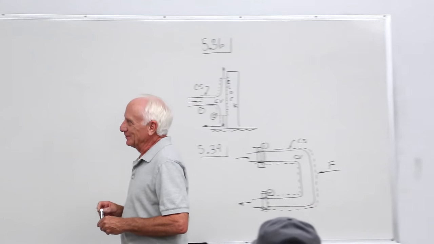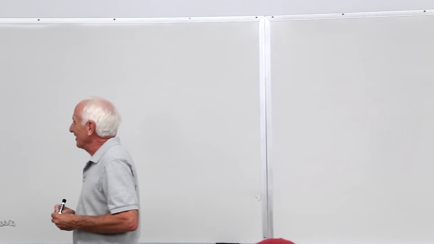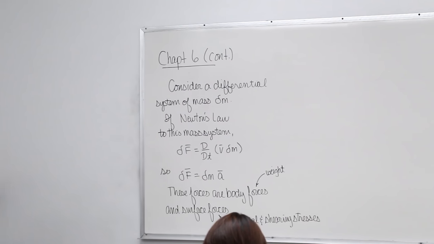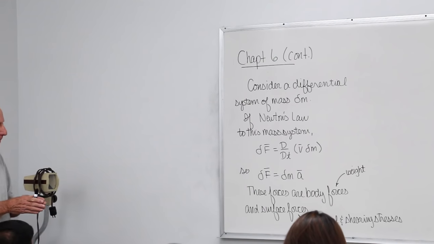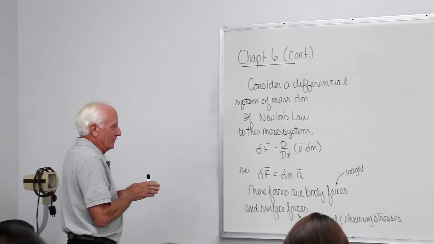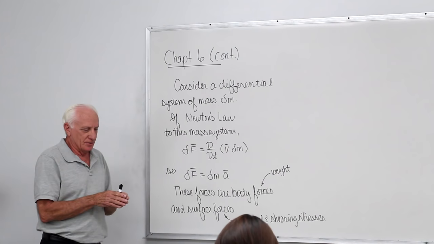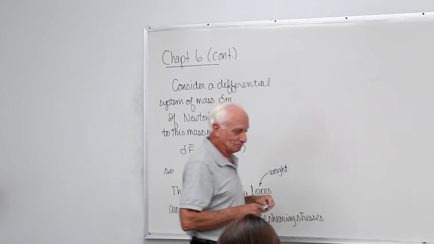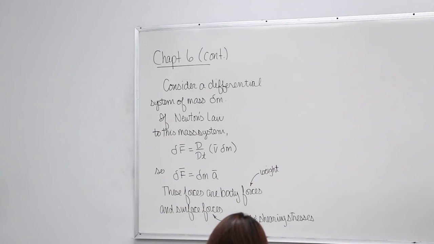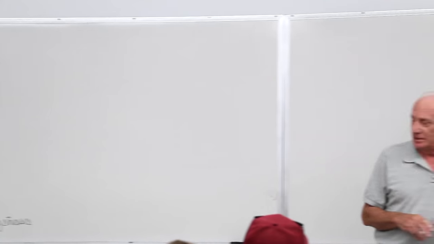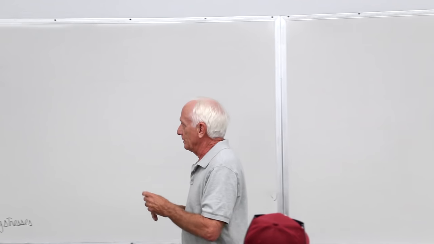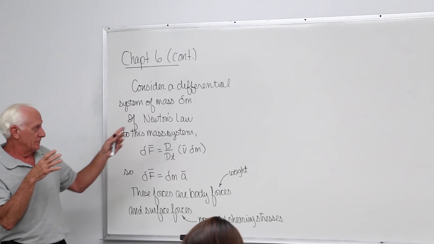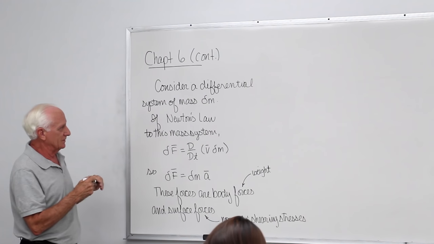Okay, rewind. We had talked about in chapter 6, we derived the continuity equation, the differential form of the continuity equation. There's only one other equation in chapter 6 which goes through a derivation. It's going to lead us to the linear momentum equation in differential form. We start off with a differential system of mass delta m.